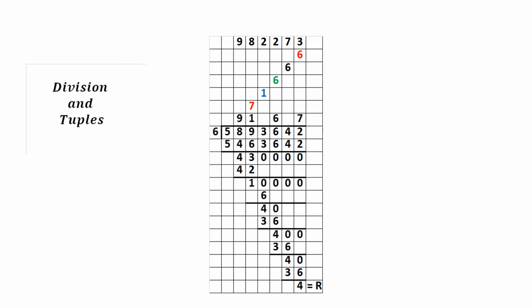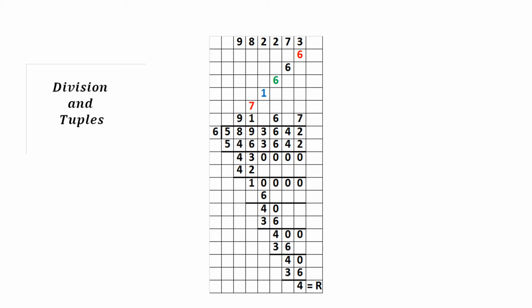Now 6 goes into 10 1 time. That's in blue. And 10 minus 6, that's 4. Bring the 0 down. 6 goes into 40 6 times. That's in green. 6 times 6 is 36. The remainder is 4. Bring down the 0. 6 goes into 40 6 times. That one's in black. That's 36. The remainder is 4. Bring down the 0. 6 goes into 40. This one is in red. 6 times, that's 36, and the remainder is 4.